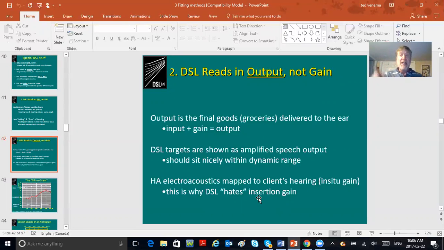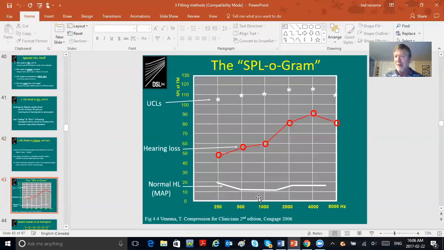Okay, so they hated insertion gain. I used to teach at the University of Western Ontario with Richard Seewald, who invented DSL. They used to have a sign with insertion gain in a circle with a line through it, like you can't go here, like the speed signs in Europe have. They hated it. They had a real bee in their bonnet about it.